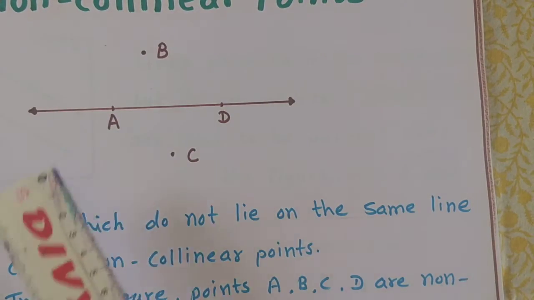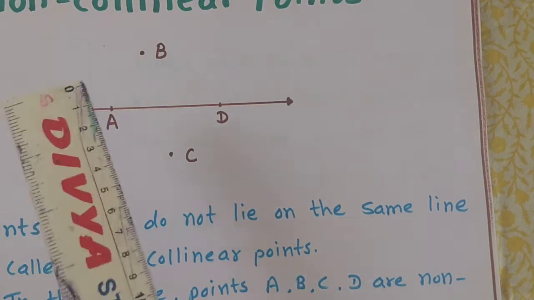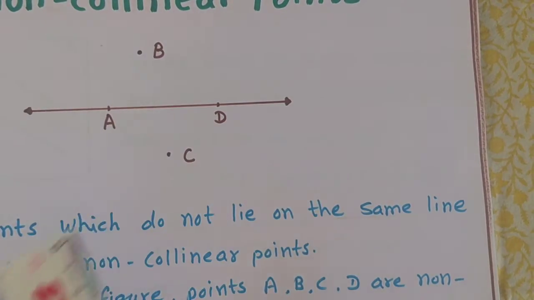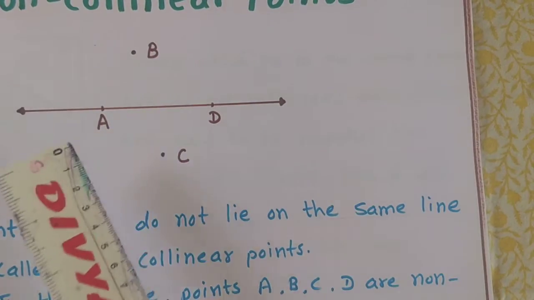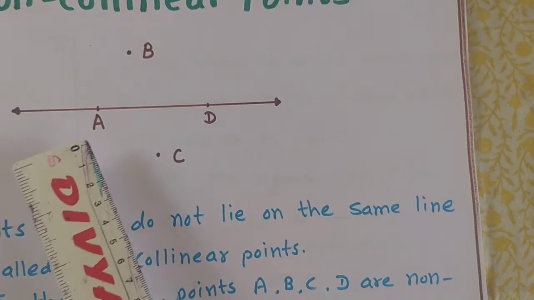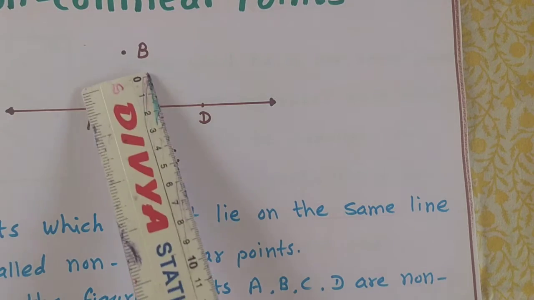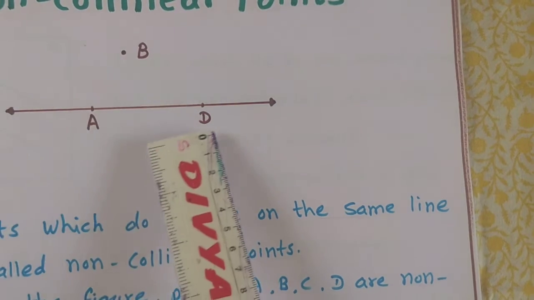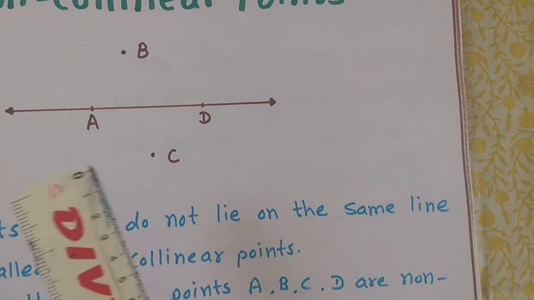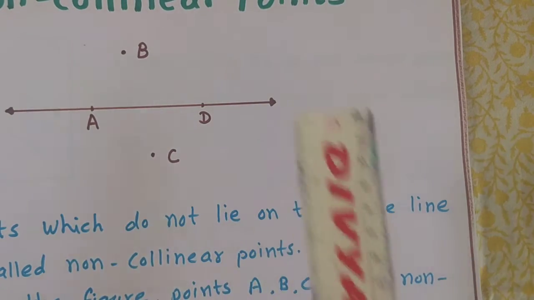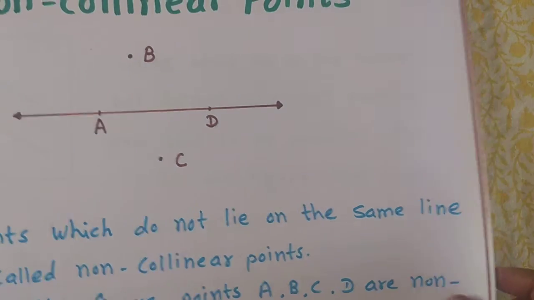Non-collinear points. Points which do not lie on the same line are called non-collinear points. In the figure, points A, B, C and D are non-collinear points because they do not lie on the same line.